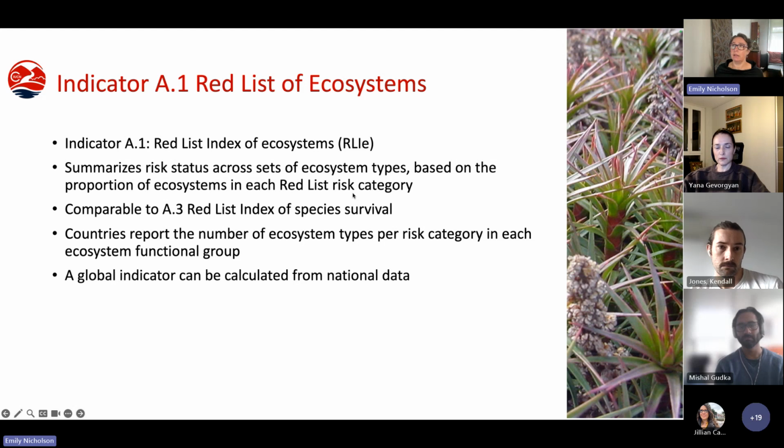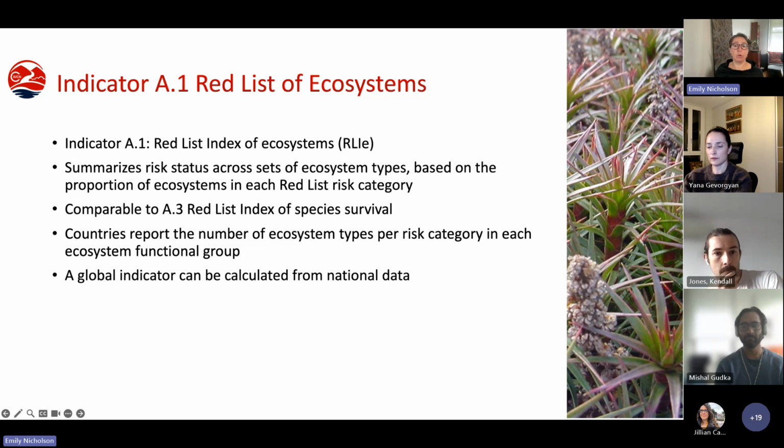So the actual headline indicator A1 that the countries will report is a Red List index of ecosystems, which summarizes the risk status across sets of ecosystem types based on the proportion of ecosystems in each Red List category. So it's calculated in a similar way to headline indicator A3, the Red List index of species survival, and it can be interpreted in a comparable way. So the headline indicator uses the outcomes of Red List of Ecosystems assessments, ideally at national scales, but data from subnational assessments, for example, states or provinces within a country, or above national assessments, like regional or global assessments, can also be used once validated and evaluated by countries.